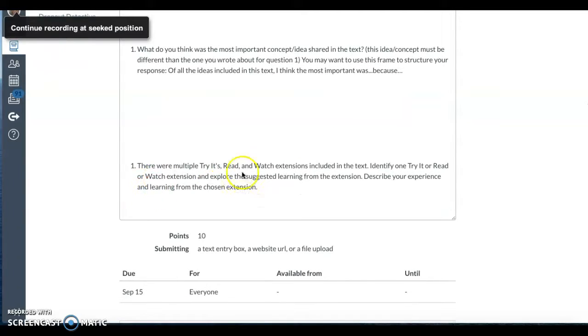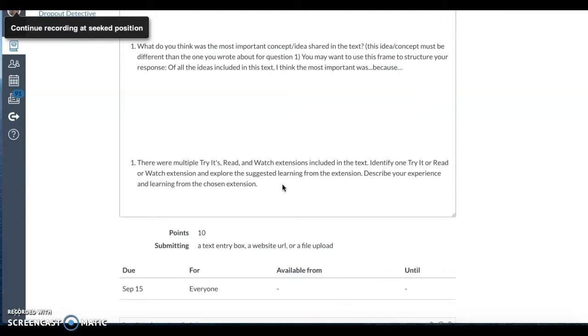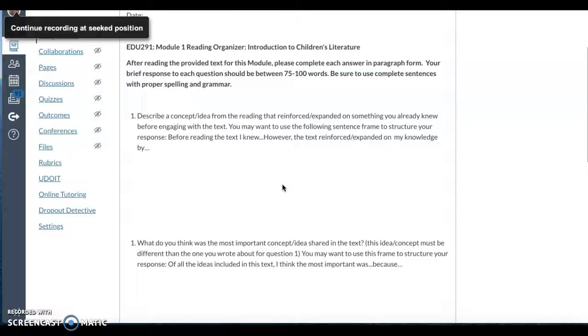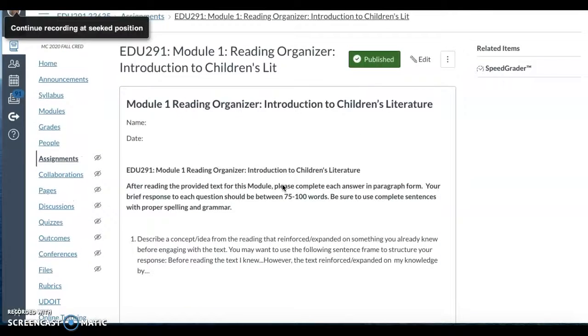And then there are multiple try its, read its, or watch it extensions included in the text. Identify one try it or read it or watch it extension and explore the suggested learning from the extension. Describe your experience and learning from the chosen extension. I'm going to show you where to find those in the reading, but every single reading will have at least one. So please do not say, oh, there was nothing included this week, I couldn't find an extension. Every single reading does have an extension, some more than others, but pick one that really speaks to you, that interests you, that you want to follow along with. Please complete this reading graphic organizer for both Introduction and Selecting Children's Literature and submit on Tuesday.